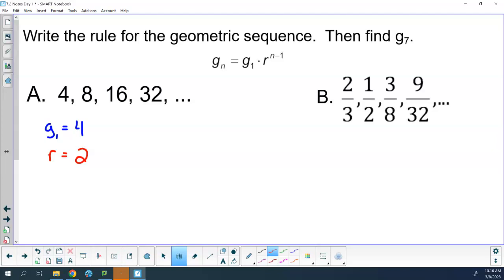Well, we got that. So my rule, g sub n, is equal to 4 times, and I like to put it in parentheses, because that 2, and only that 2, is being taken to the exponent of n minus 1. The 4 is not part of the exponent. It's not part of the base. Only r is being taken to that exponent.